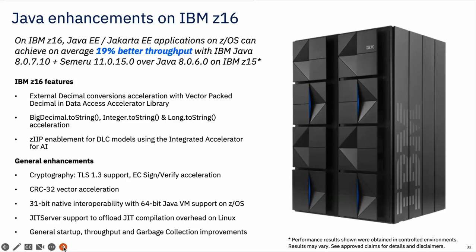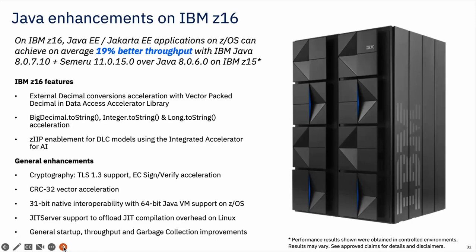Now, IBM z16 exploitations include some of the ones listed here: vector packed decimal in the data access library, and also BigDecimal, integer and long to string accelerations. Some low level hardware instructions are accelerated for Java workloads. And you also have cryptography, TLS 1.3, and CRC32 vector acceleration. It was mentioned earlier about the 31-bit native interoperability with 64-bit applications for Java on z/OS. So that's supported in the latest versions.